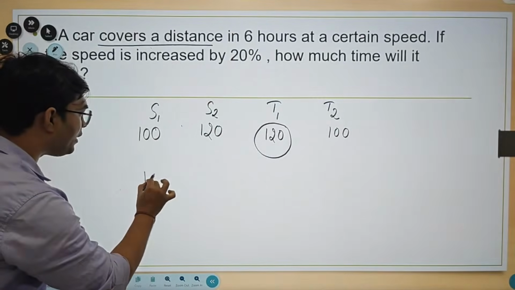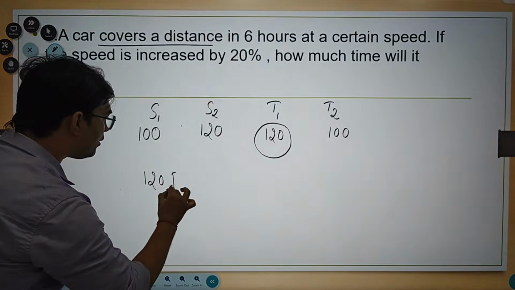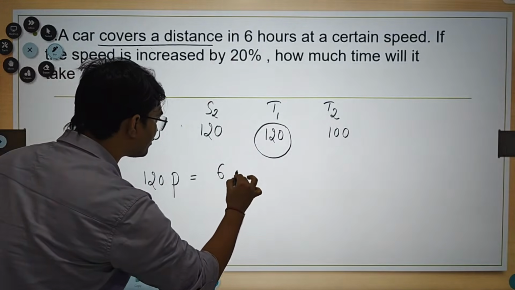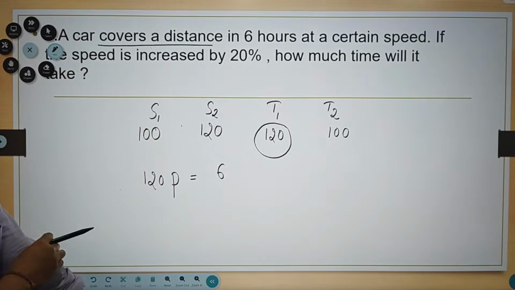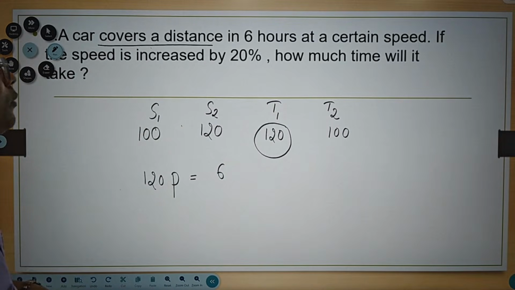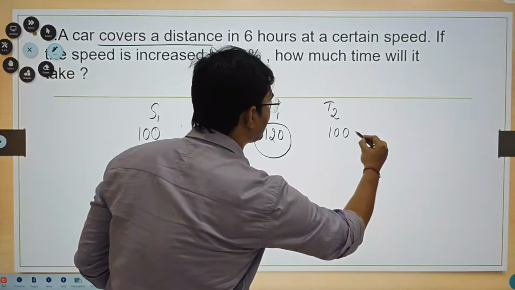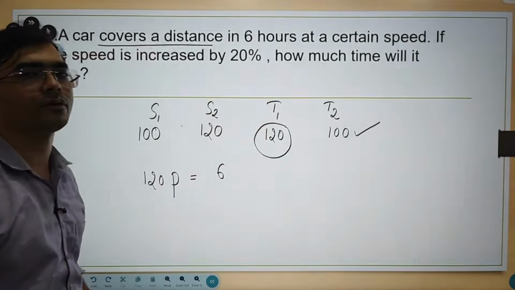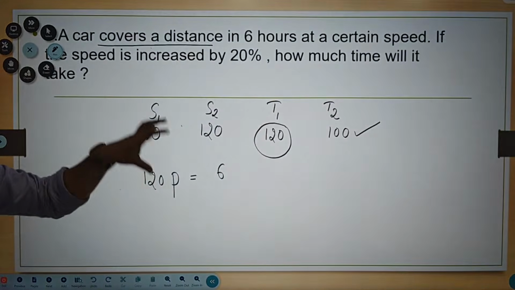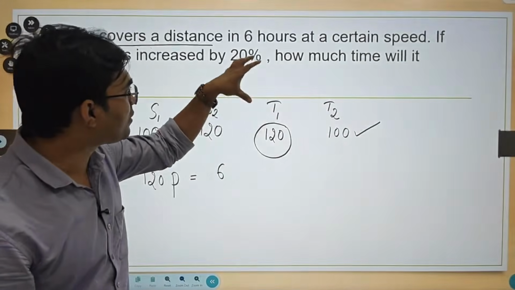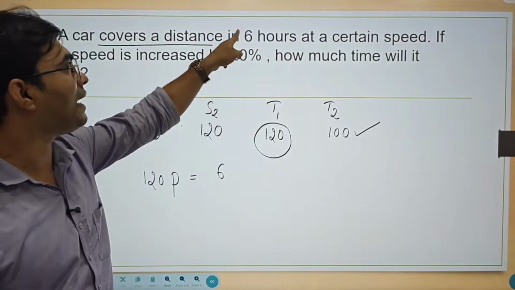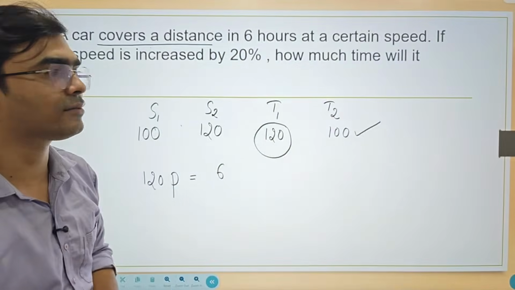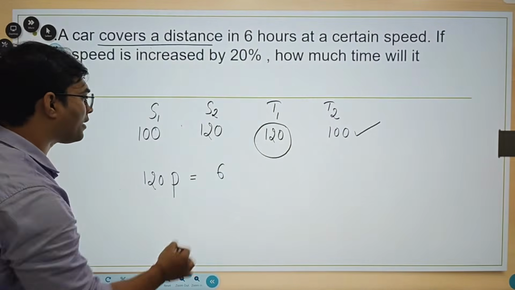So 120 part is given as how many hours? 6 hours. 120 part is equal to 6 hours. We have to find what? The new timing. This 100 part we are supposed to find out. Again, let me clear it. What is T1 here? T1 is the time when the speed is 100 km per hour. That speed is given as 6 hours. So 120 part is 6.